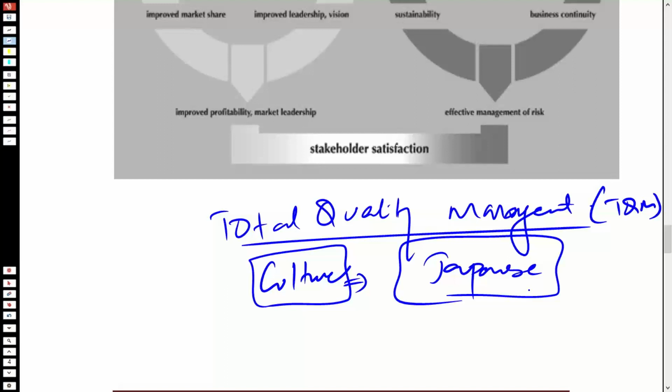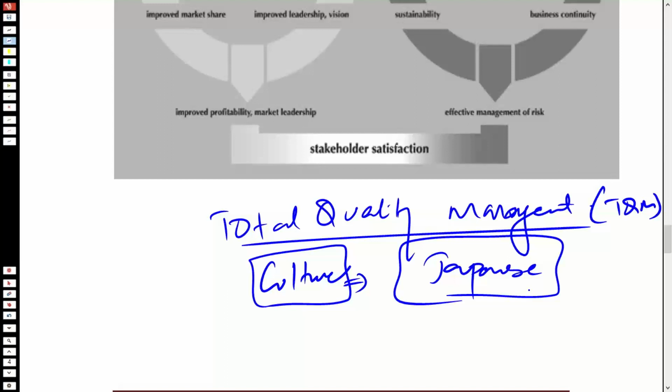I repeat, when we talk about this specific concept, total quality management, let's try to have an understanding. Total quality management is not the name of a technique, but rather it's the name of a culture. What is that culture? It's the name of the culture that was prevalent in the organizations.